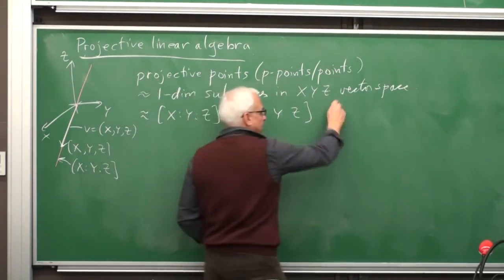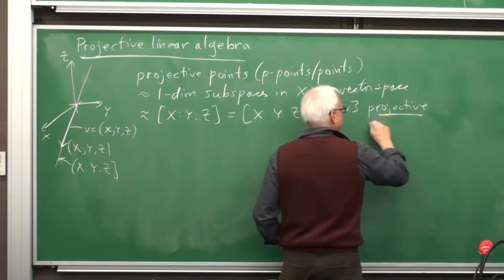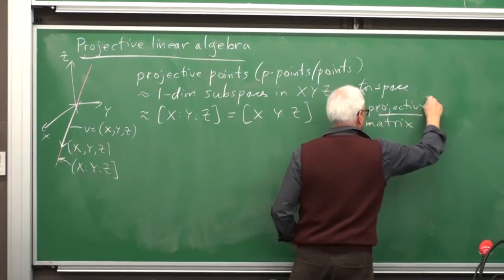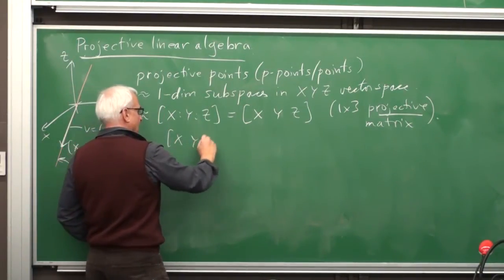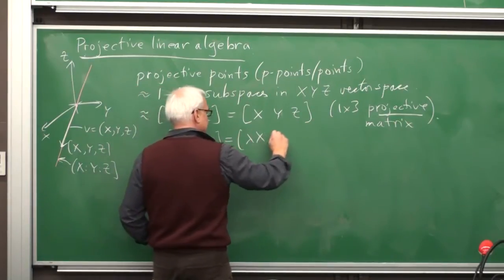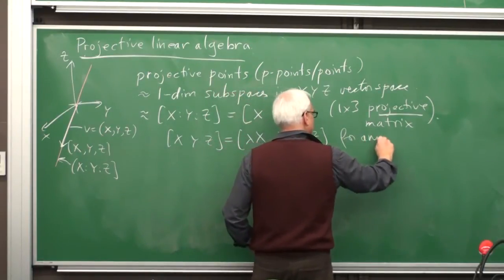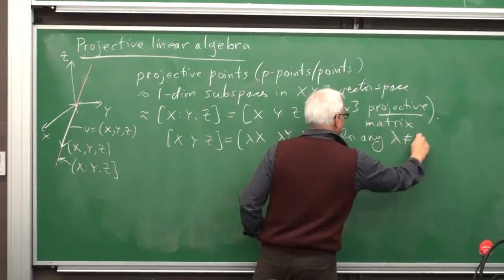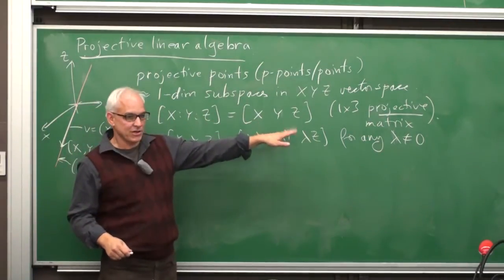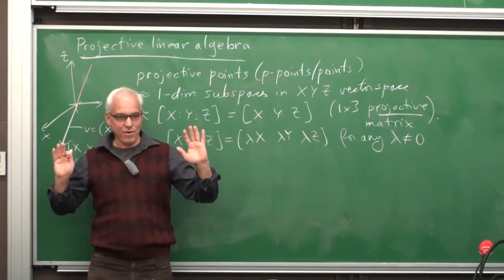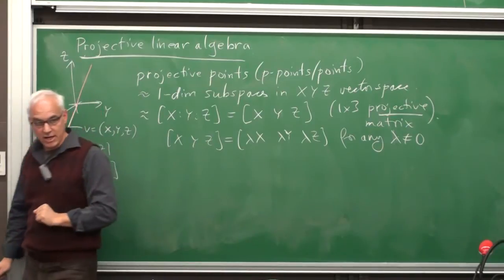This is really a 1 by 3 matrix, but it's actually a projective matrix. What does that mean? Well, it means that by definition, [x, y, z] is equal to [lambda x, lambda y, lambda z] for any non-zero scalar lambda. So we're going to agree that when we have a matrix with square brackets, for now, that square bracket is going to represent a projective object. It means it's going to be unchanged if we multiply by a non-zero scalar.